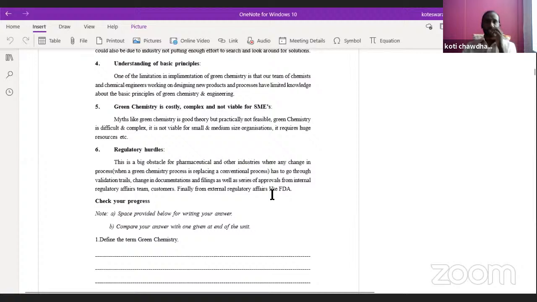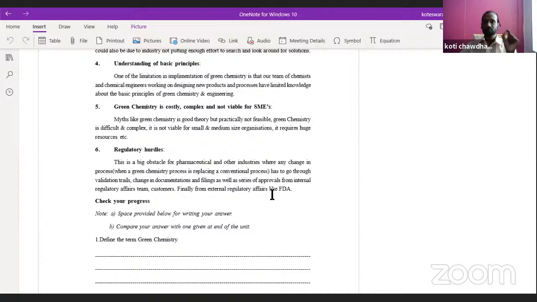Next, understanding of basic principles. This is the first thing we actually need to discuss. Whenever we are going to convert any technology into green technology, we need to understand the green chemistry principles. Then only can we develop the green chemistry technologies or green chemistry procedures. Therefore, whenever we attempt to develop green technology for a procedure or for a product, we need to thoroughly understand the basic principles of green chemistry.